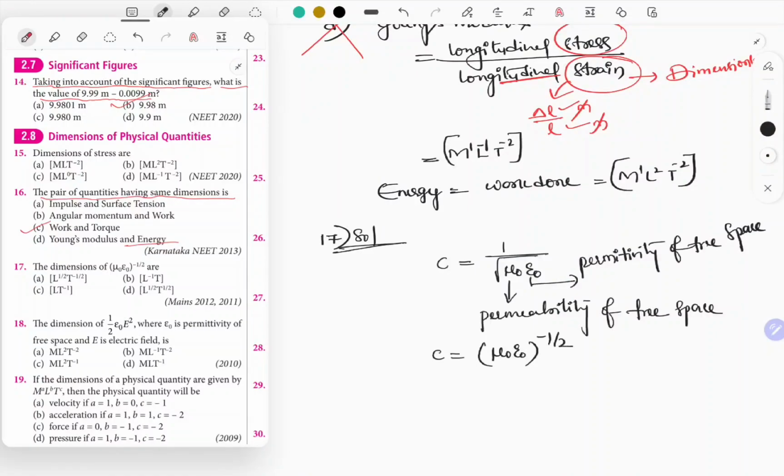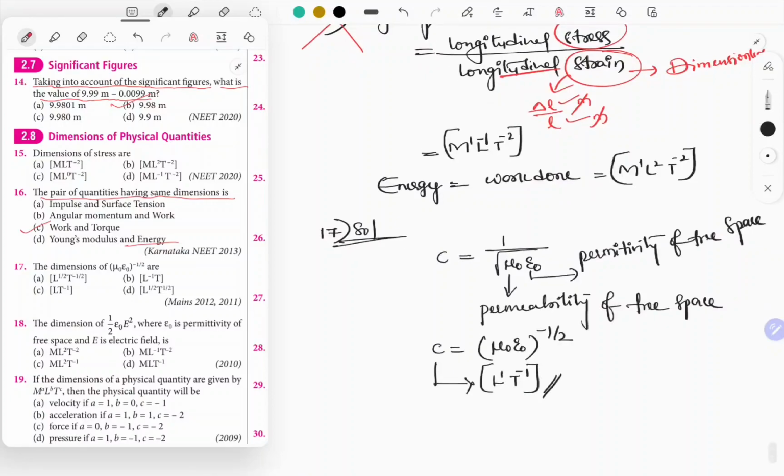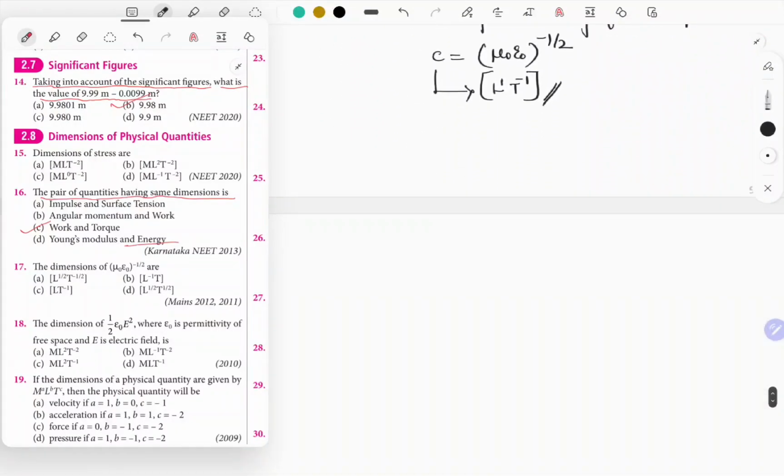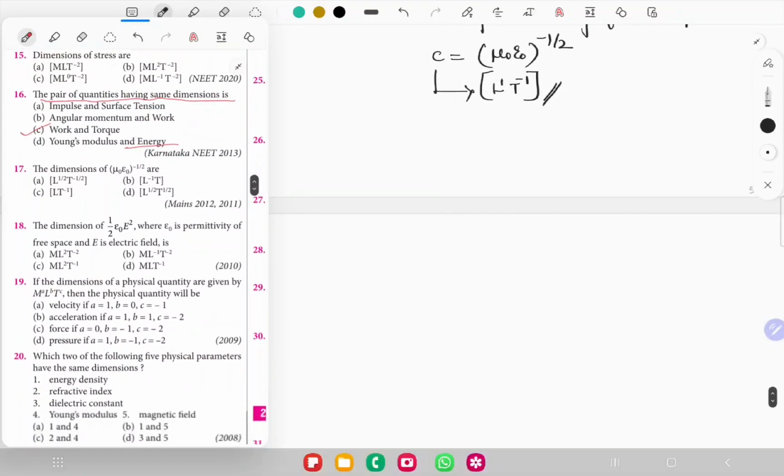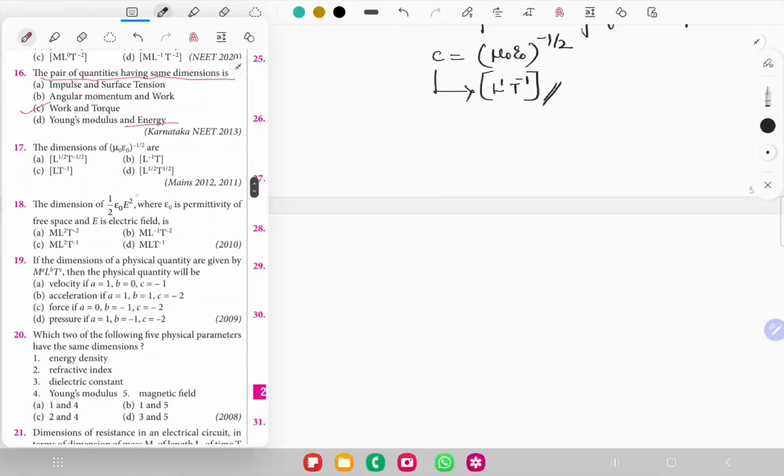That means whatever question they have given is for the speed of light. Speed of light is nothing but velocity. Velocity's dimensional formula is the same as speed of light. So what is the dimensional formula for speed of light? It is L power 1 T power minus 1. That's all. These kinds of things they give just to confuse you or make you feel it is difficult. Okay, let's move on to the next question.